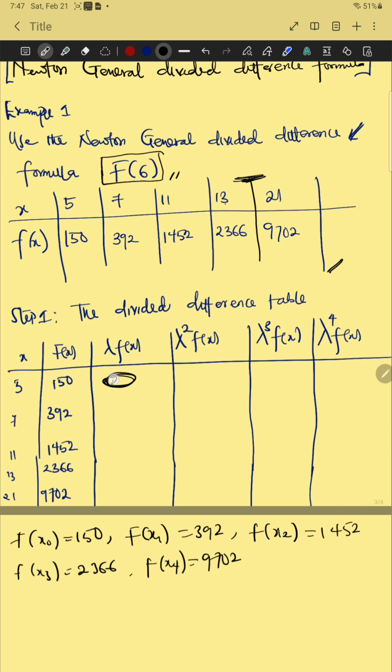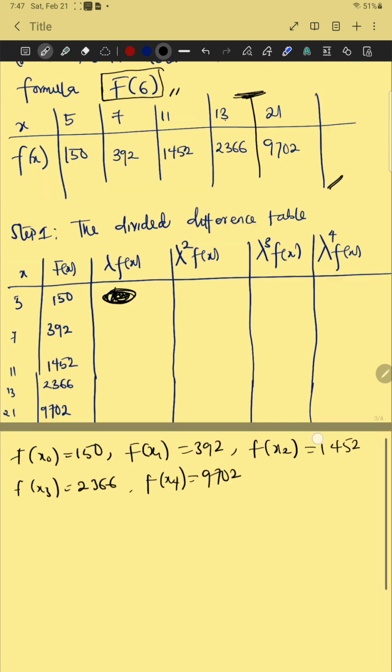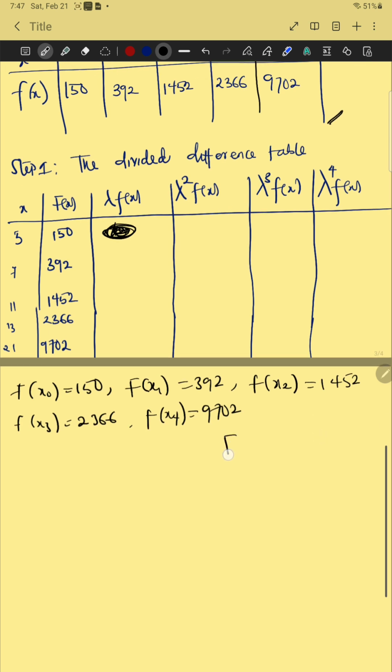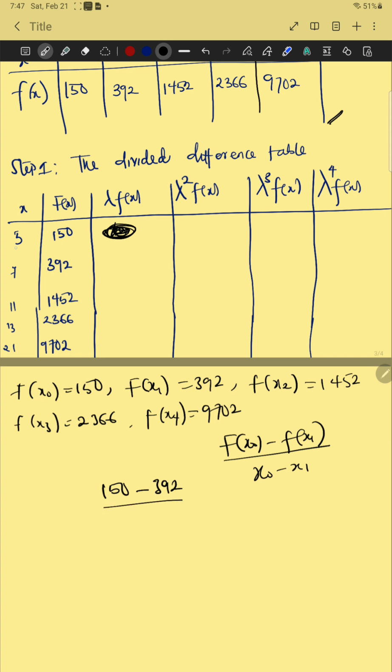So how do we get this particular number here? What we will do is we'll say f of x naught minus f of x1 all over x naught minus x1. So that's to simply say 150 minus 392 divided by, x naught is 5, 5 minus 7. Our answer therefore will be 121. Glory to God.